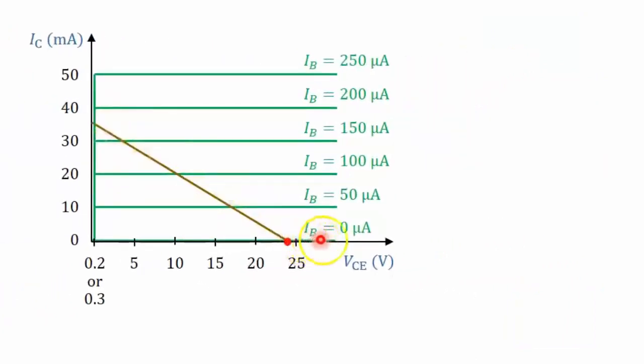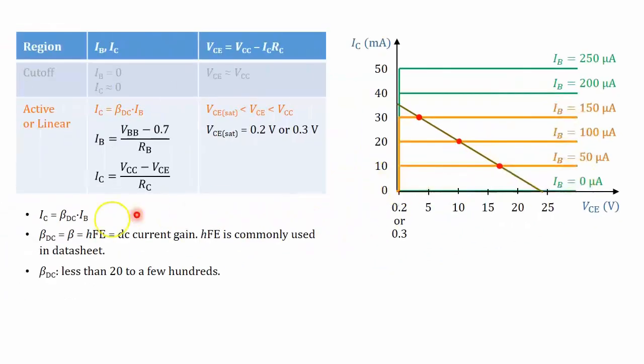When IB is 0, IC is 0. When IB is equal to 50 microamperes, IC is equal to 10 milliamperes. When IB is equal to 100 microamperes, IC is equal to 20 milliamperes, and so on. From this data, we can see that IC is proportional to IB.